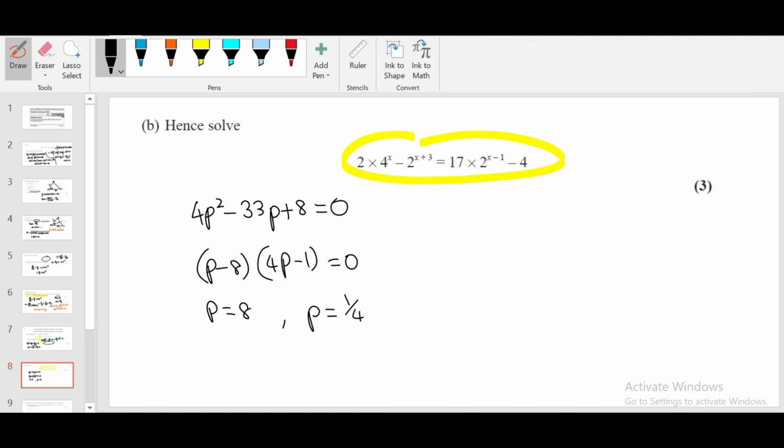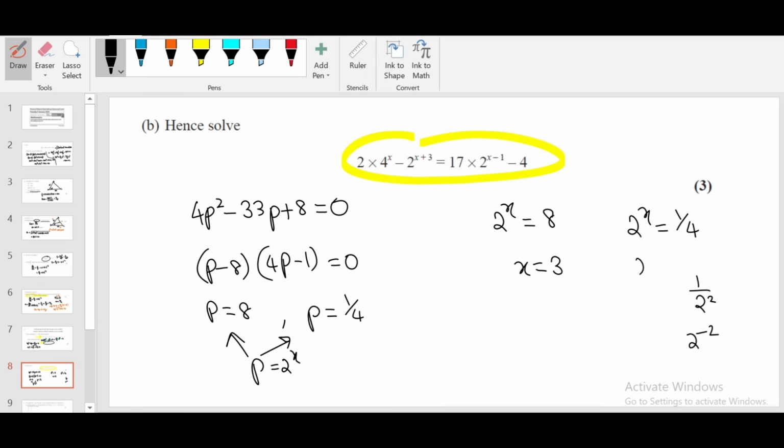We know from part A, p is equal to 2 power x, right? So replace p by 2 power x here and here. You will get 2 power x is equal to 8. We know 2 cubed is 8, so x is 3. And 2 power x is equal to 1 over 4. 2 power what will be 1 over 4? 1 over 4 is basically 1 over 2 squared, or 2 power minus 2. So 2 power x is equal to 2 power minus 2, so x is equal to minus 2.